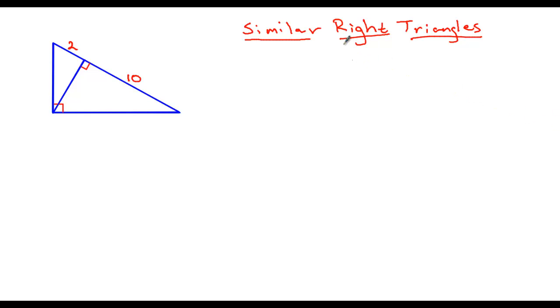So this lesson is about similar right triangles. We've been working a lot with right triangles, and we're going to continue to do that. We're going to take a little break from all the talk about angles, the 30-60-90 and the 45-45-90, and work just with similar right triangles. So there's a theorem that you need to know.